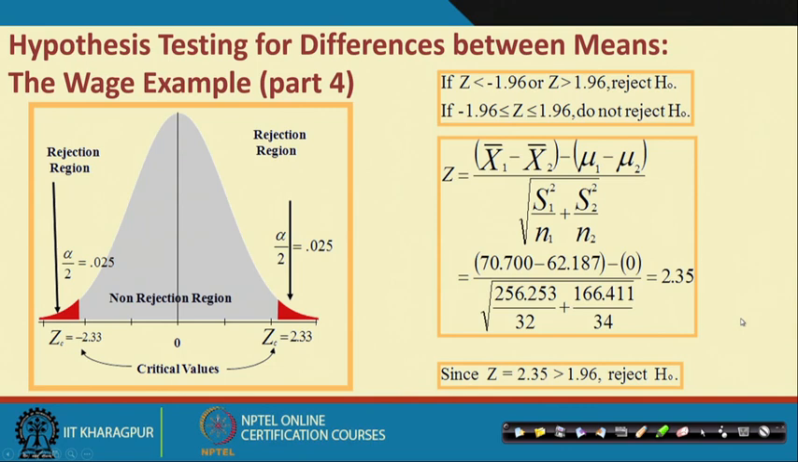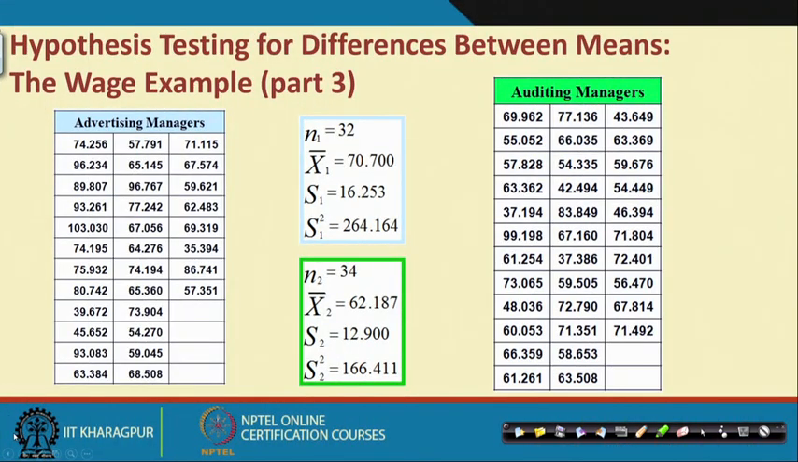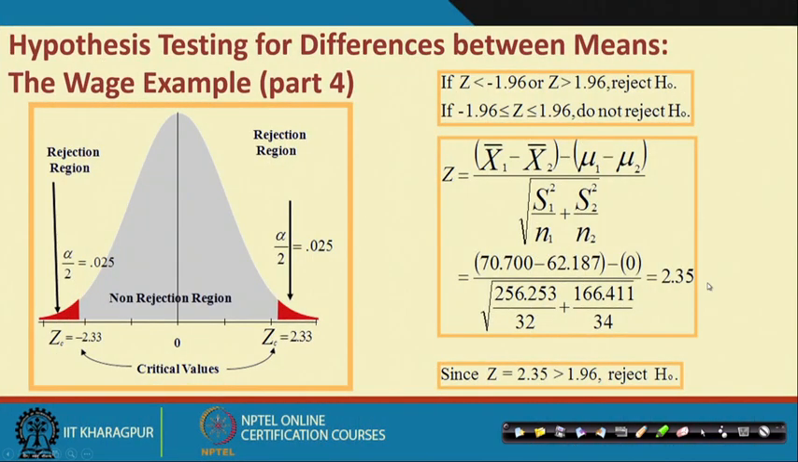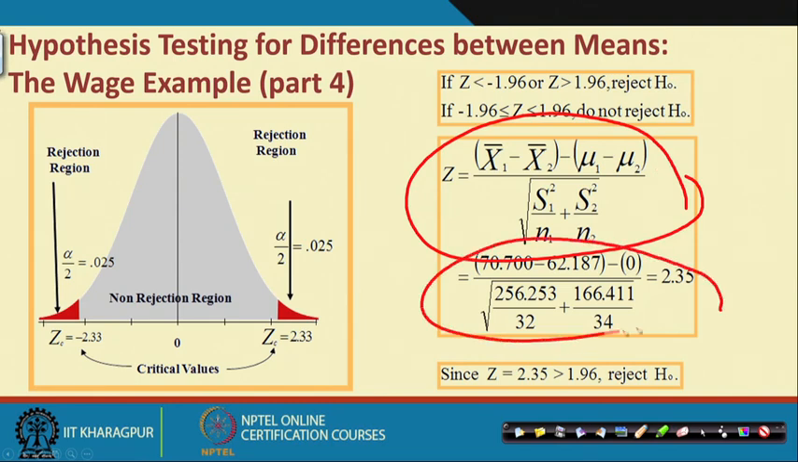So now, using the sample information, x1 bar is already reported, x2 bar is already reported, s1 square is already reported, s2 square is already reported. That means in the previous slides we have already reported everything. Then we are just putting all these values into the Z statistic formula, and after simplification we are getting the Z value, which is 2.35. This is what is called the Z calculated.